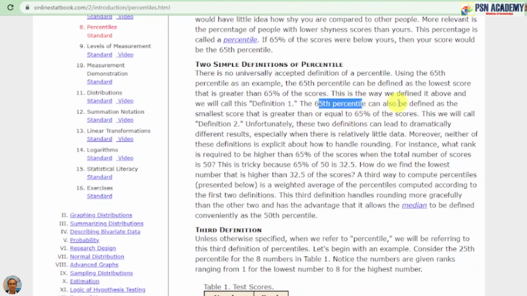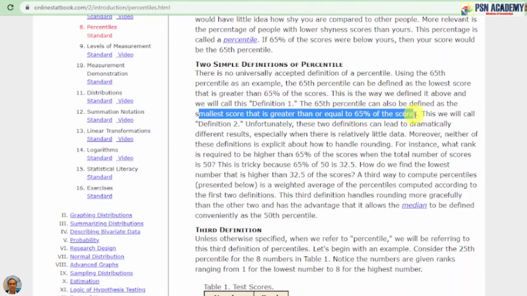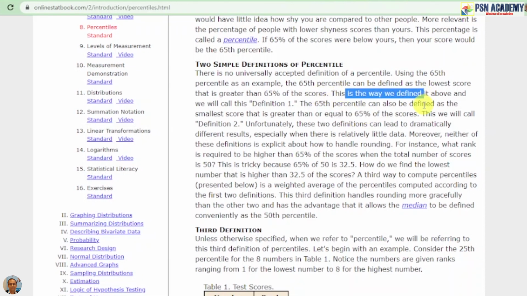The 65th percentile can also be defined as the smallest score that is greater than or equal to 65% of the scores. You see, he is mentioning greater than or equal to 65%. So the smallest score which is greater than or equal to 65%, that means this is inclusive and the earlier one is exclusive. So this one is inclusive and that one is exclusive. This we will call definition 2.